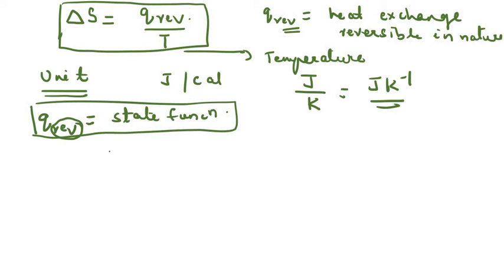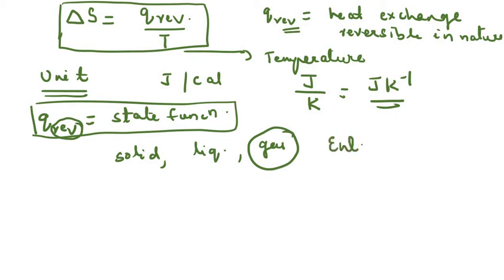We have already said S means what? It is the randomness of a system. So if we are considering our phases, solid, liquid and gas, you can say that the randomness or freedom is greater in the case of what? The greater in the case of gaseous molecules. So out of these three phases, the entropy will be maximum for which phase? It will be maximum for the gaseous phase.